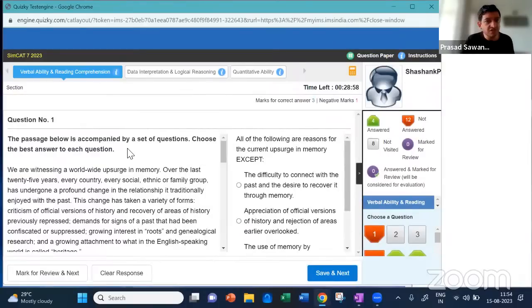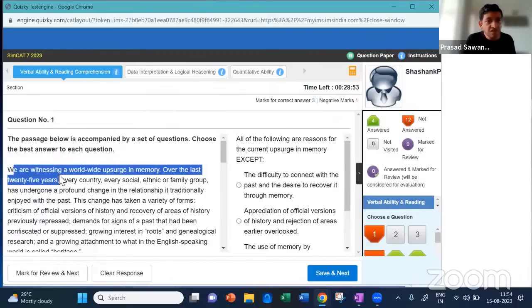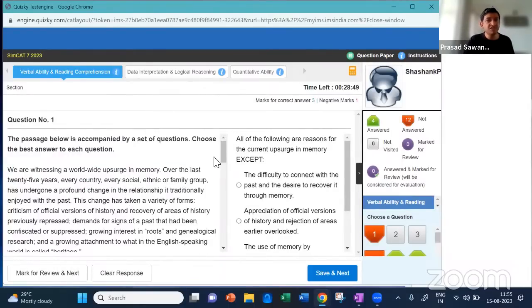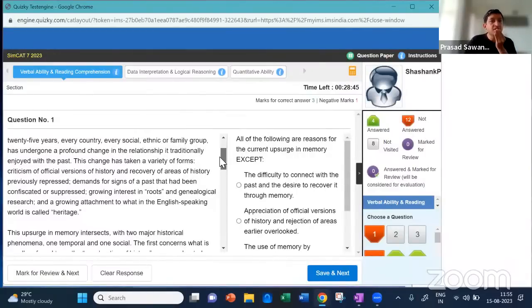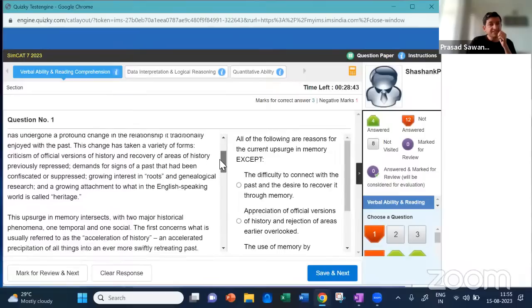Okay, now let's look at the first one. We're talking about memory, right? Again, might be related to some biological thing. Let's see. Every country, social or ethnic family group has undergone a profound change in the relationship it traditionally enjoyed with the past. Okay, we're talking about that memory. Oh, sorry. Okay, this change has taken a variety of forms: criticism of official versions of history and recovery of areas of history previously repressed. Also, we're talking about memory in terms of what happened in the past.